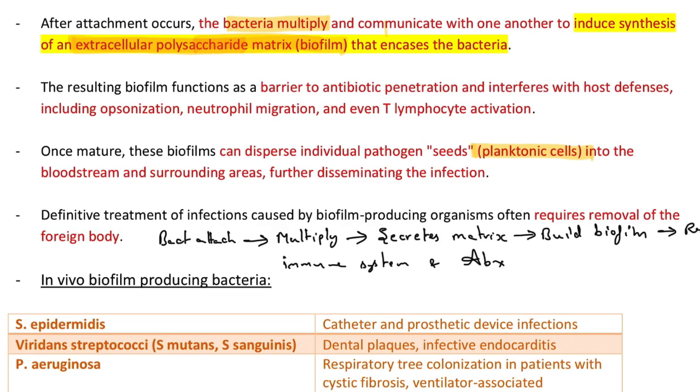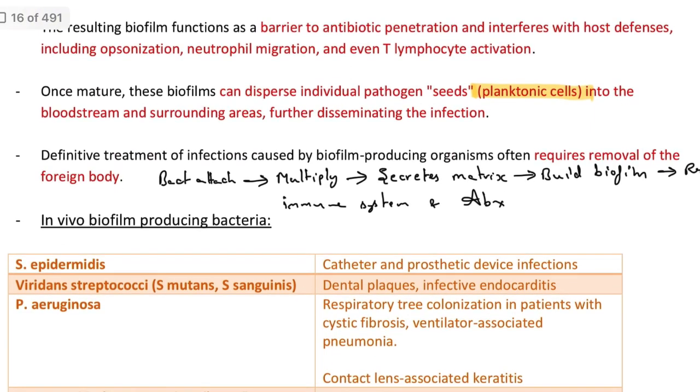Okay, so first thing is attachment to a surface, then after coating with host proteins, and we can see maturation into a protective layer, and we can see dispersal of individual cells. Why are these biofilms dangerous? Because they block antibiotics from entering, they resist opsonization, neutrophils and T cells, and they cause chronic infections. And the main thing will be they require removal of foreign bodies for definitive treatment.